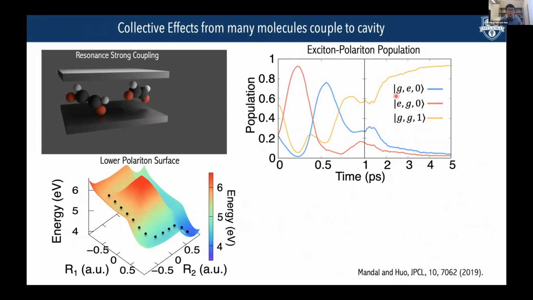So my notation here is like this. The first molecule in the ground state, second molecule in the excited state, 0 photon in the cavity, or in this case, ground state, and you have 1 photon in the cavity. And if you do an initial excitation, you can see this is a delocalized excitation among all degrees of freedom.